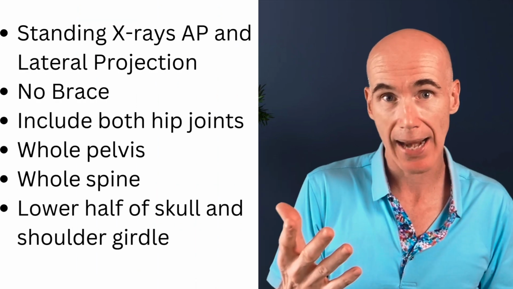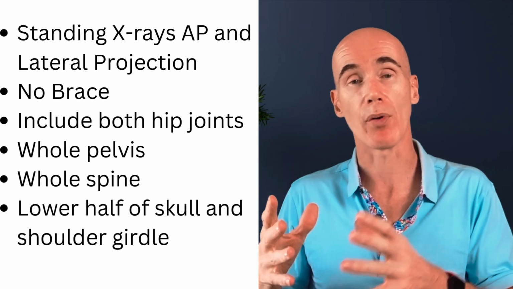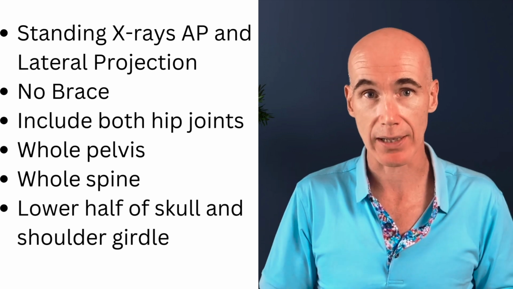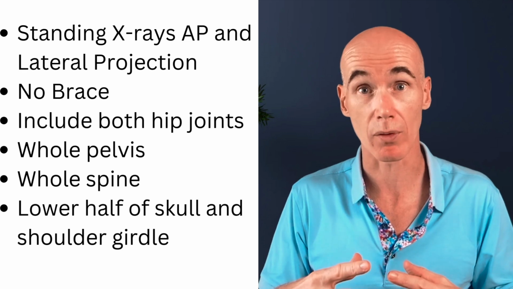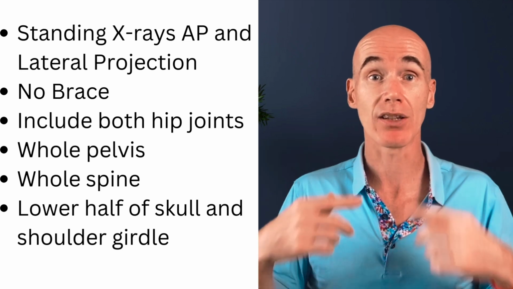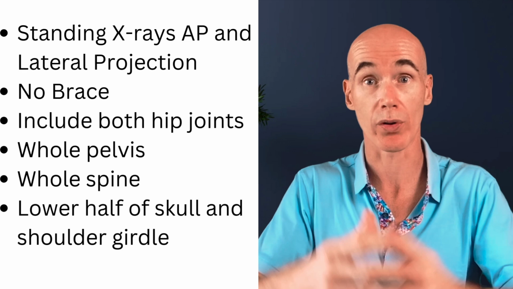So, what type of x-ray should you get? Now, I'd like you to ask your doctor for a standing x-ray from the front to back, or back to front. Doesn't matter on x-rays, they're the same thing. I also would like you to get one from the side. It's called a lateral projection. If you wear a brace, don't wear it. Get it without a brace. Make sure you include both your hip joints, your whole pelvis if possible, your whole spine, and the lower half of your skull and your shoulder girdle.